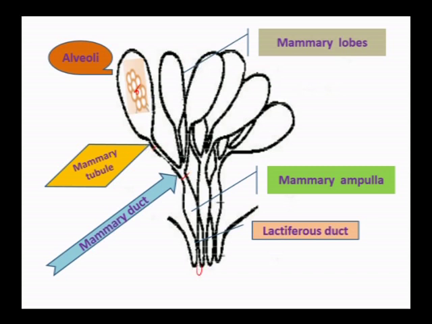Therefore, the flow or ejection of milk during breastfeeding of the child by the mother starts from the mammary lobes. In the mammary lobes, we have milk-secreting cells called alveoli cells. The alveoli cells produce milk.